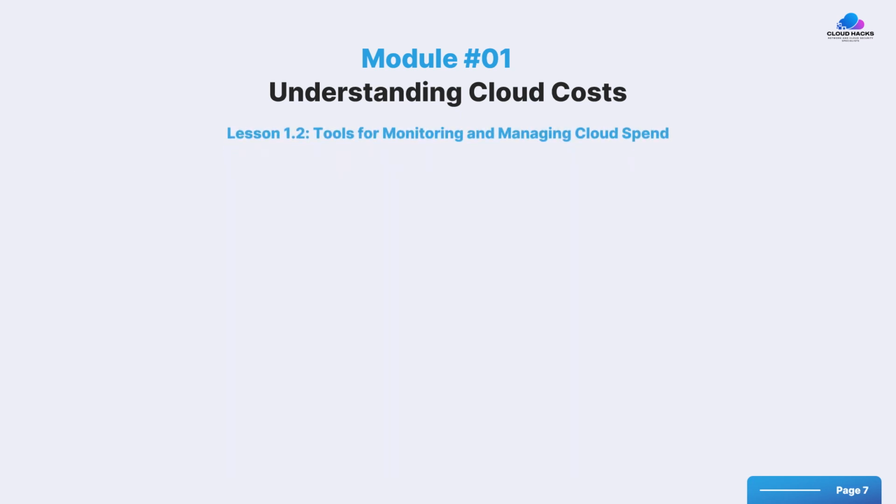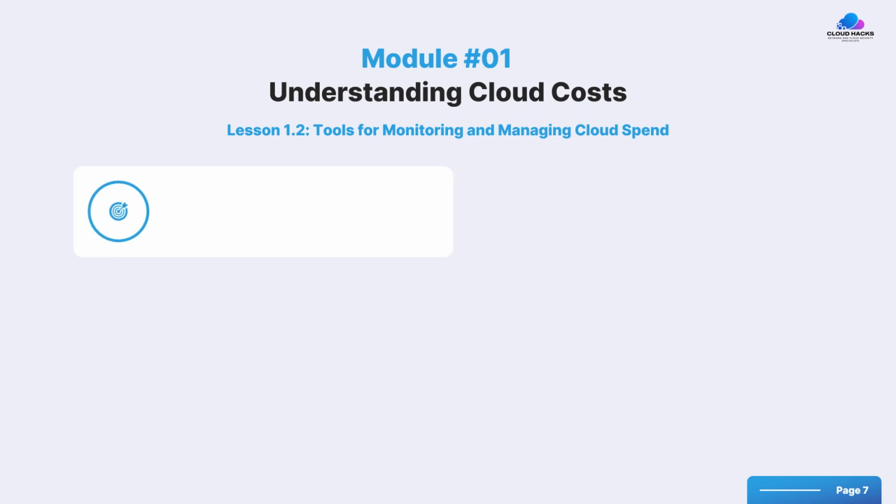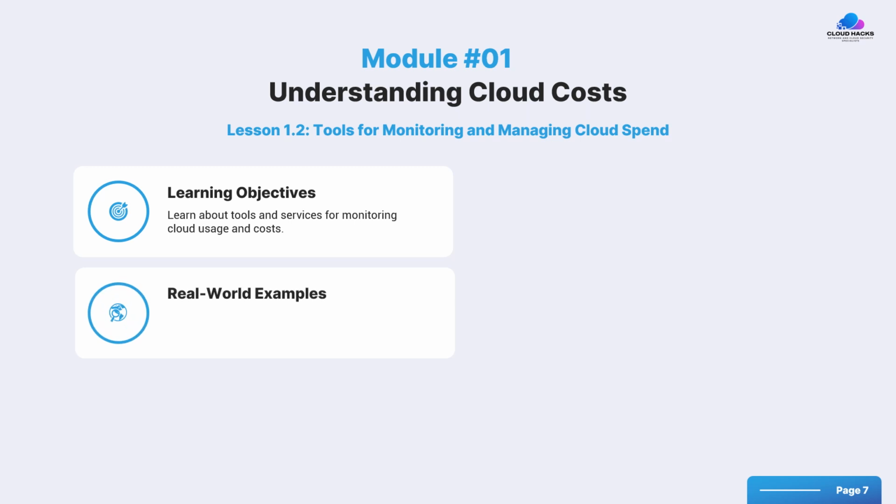Lesson 1.2, Tools for monitoring and managing cloud spend. Learning objectives. Learn about tools and services for monitoring cloud usage and costs. Real-world examples. Overview of AWS Cost Explorer, Azure Cost Management, and GCP's cost management tools.